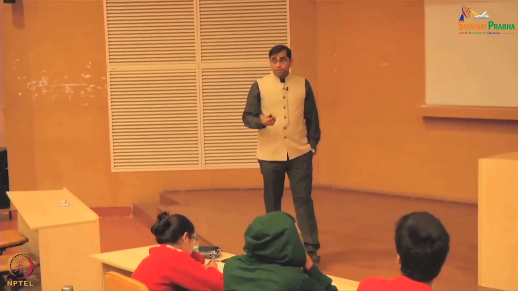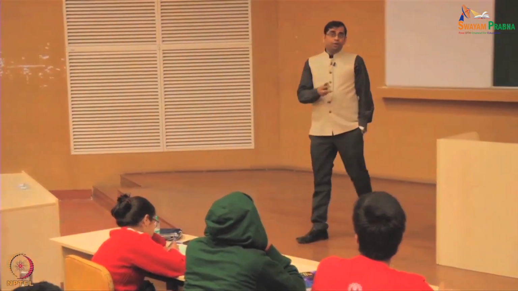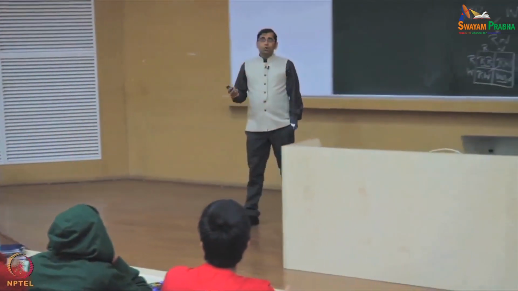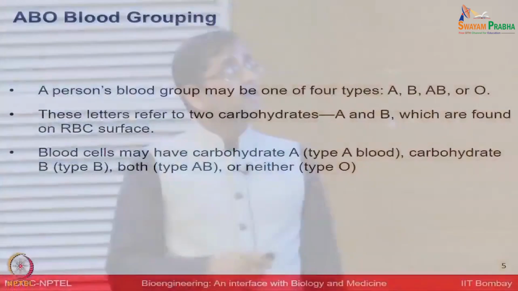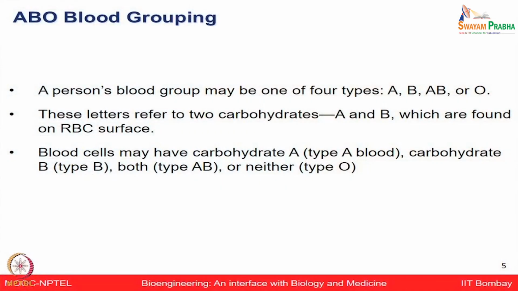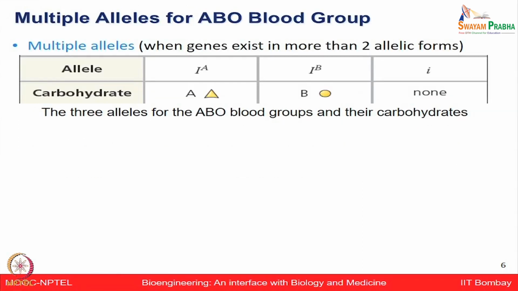Think about the blood groups. I'm sure everybody has gone to some clinic to know what their blood group is, right? These blood groups are derived from the same gene but with multiple alleles. I'm sure you are aware there are four different types of blood groups, A, B, AB or O, right? And these names come from some sugars, some carbohydrates, which are present on the RBCs, the red blood cells.